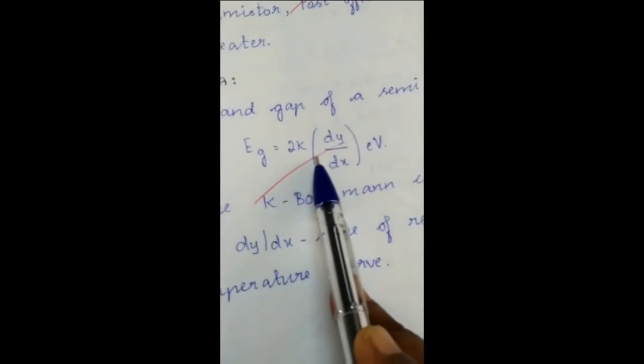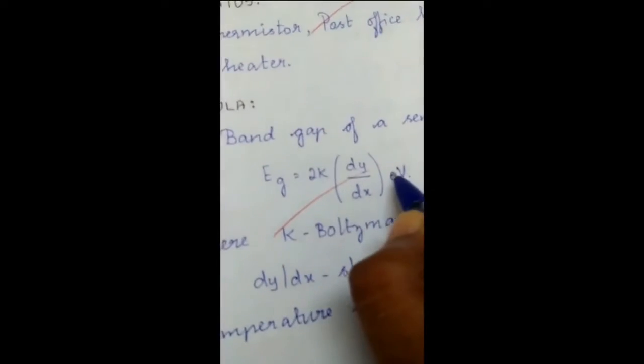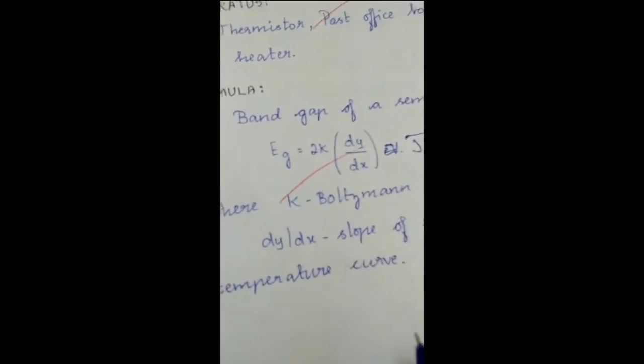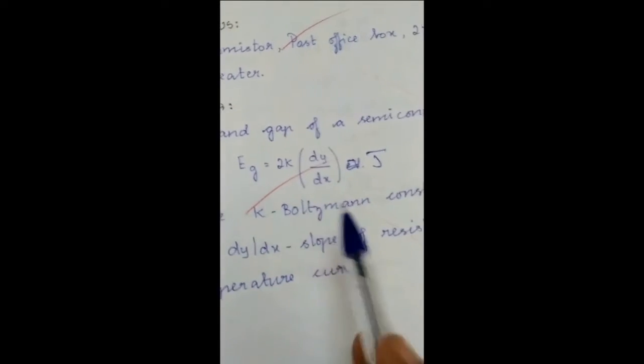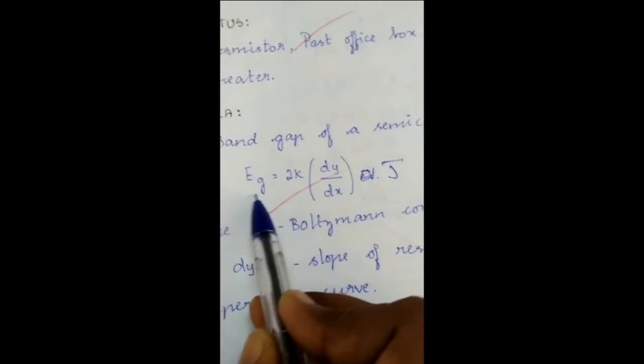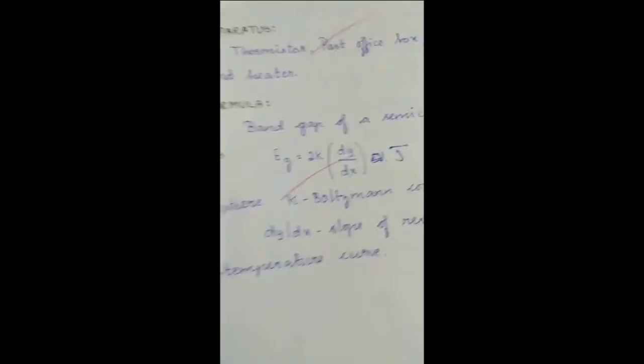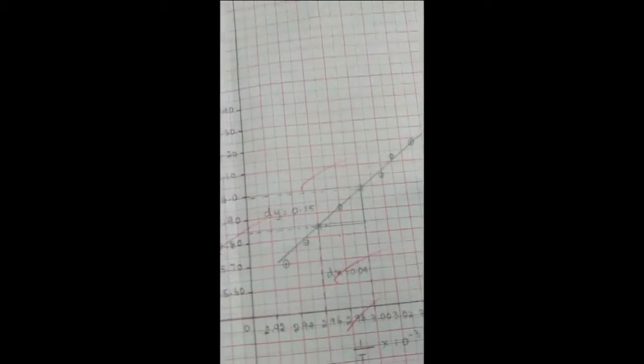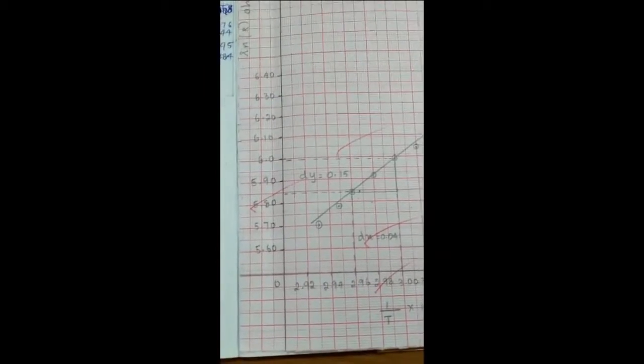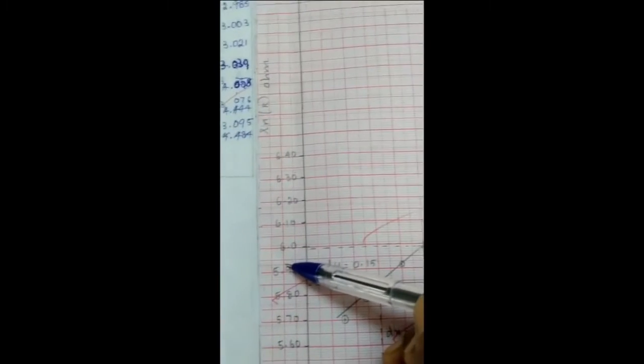Now what is the formula to calculate band gap? Eg is equal to 2k into dy by dx. This gives the value in joules, right? Dy by dx is the slope value, and k is the Boltzmann constant. And this value gives the band gap in terms of joules. If you want to calculate it in electron volt, you need to do some conversion.